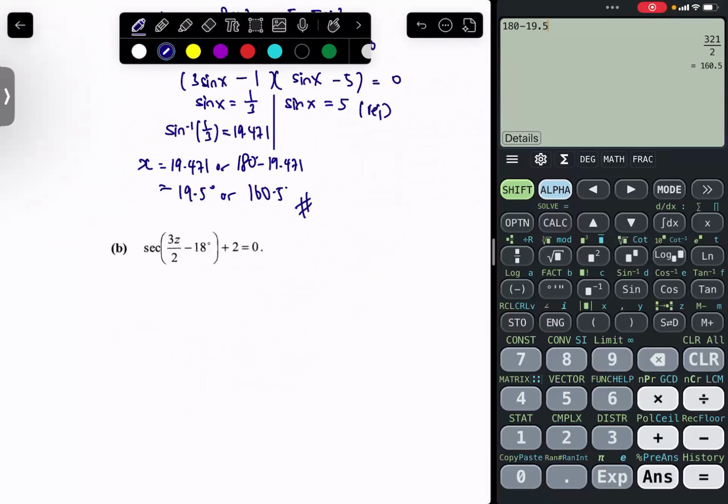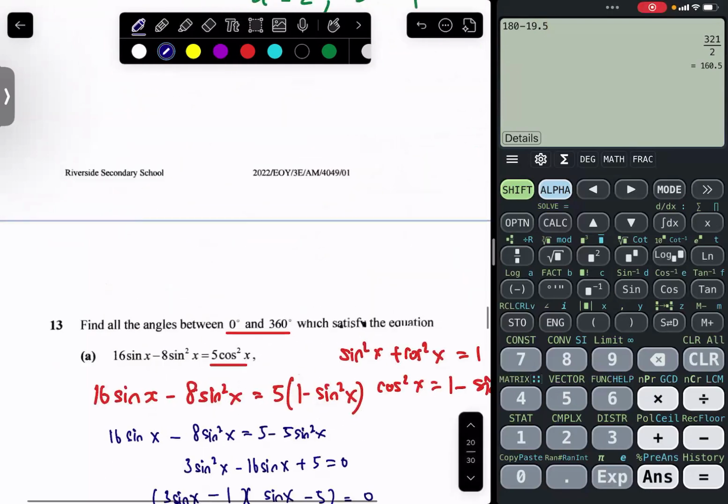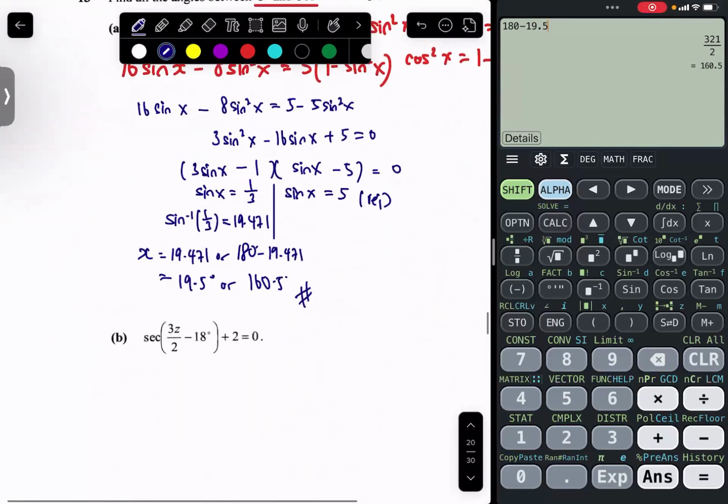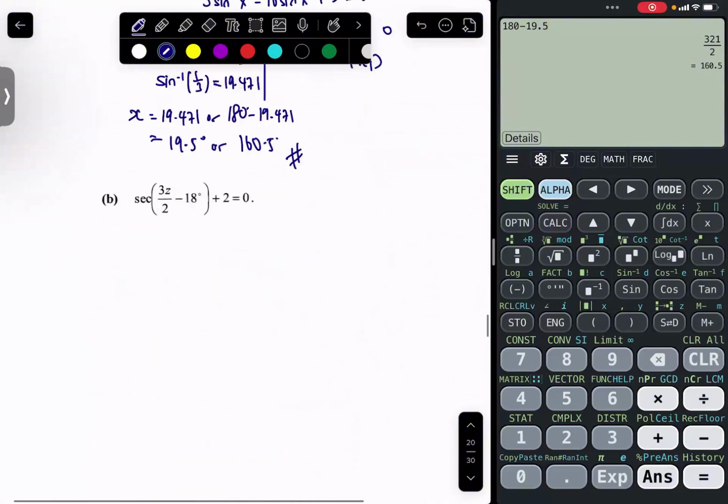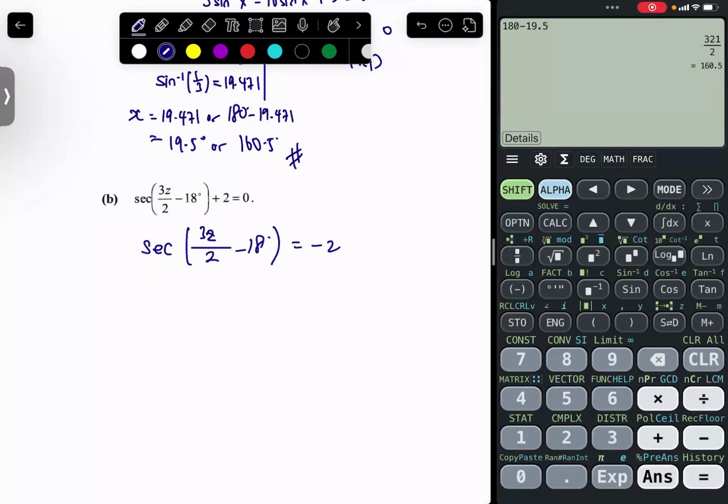Secant (3z over 2 minus 18) plus 2 equals 0. Okay, this is not a very good question. So secant (3z over 2 minus 18) equals negative 2. Secant is the reciprocal of cosine, right? So if I change this into cosine, cosine of (3z over 2 minus 18) must be equal to negative half.